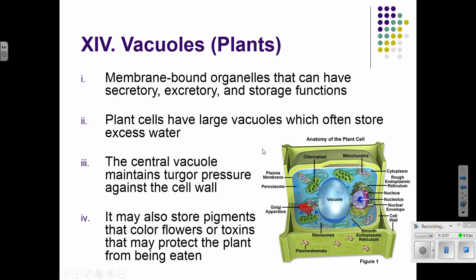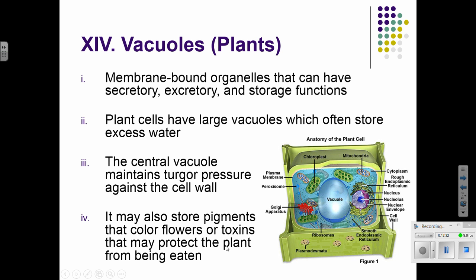Alright, next up is a vacuole. This is found only in plants, and it's a membrane-bound organelle that has several different functions, but the main one being storage. Its main job is to store excess water for the plant, and it helps maintain what we call turgor pressure. Turgor pressure is what keeps plants standing upright against the force of gravity. You can often see if a plant is starting to wilt, it's probably because its vacuole is not filled with water. That's why it's starting to fall over and not look its best.